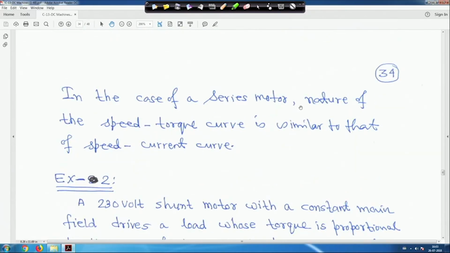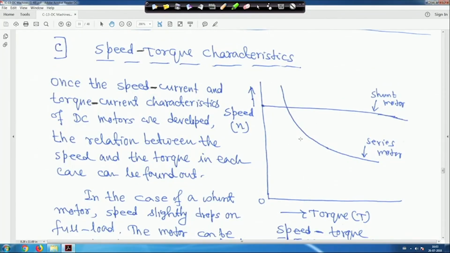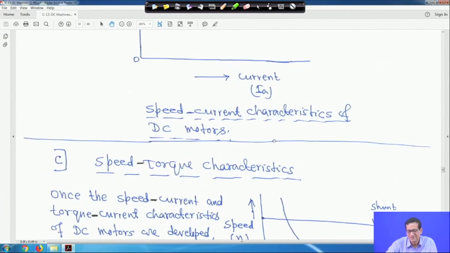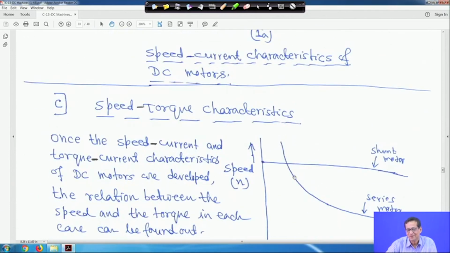Similarly, in the case of a series motor, the nature of the speed-torque curve is similar to that of the speed-current curve. I did not give the mathematics, one or two equations, here intentionally. I suggest this is a small exercise for you. The other two I have explained, and the nature of these two and these two are the same. Only thing is that you write one or two equations and see whether you can get the same characteristic.